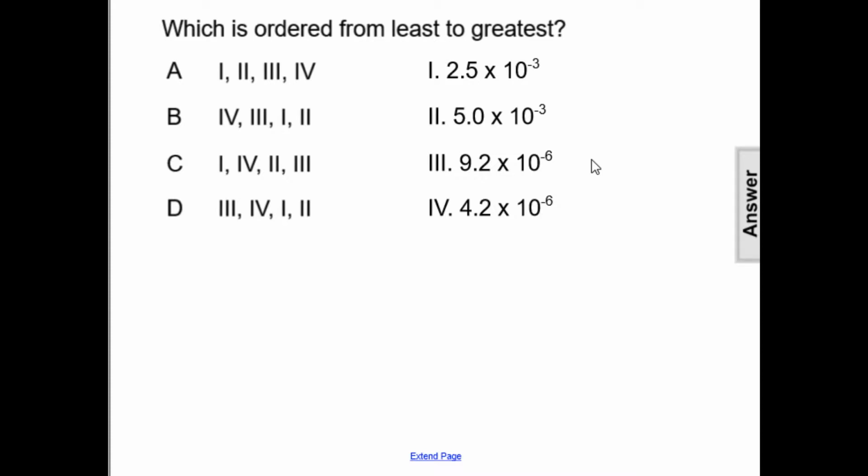Which is ordered from least to greatest? So here we have 4 different numbers written in scientific notation. When comparing numbers in scientific notation, we're first going to compare the exponents and then look at the coefficients.